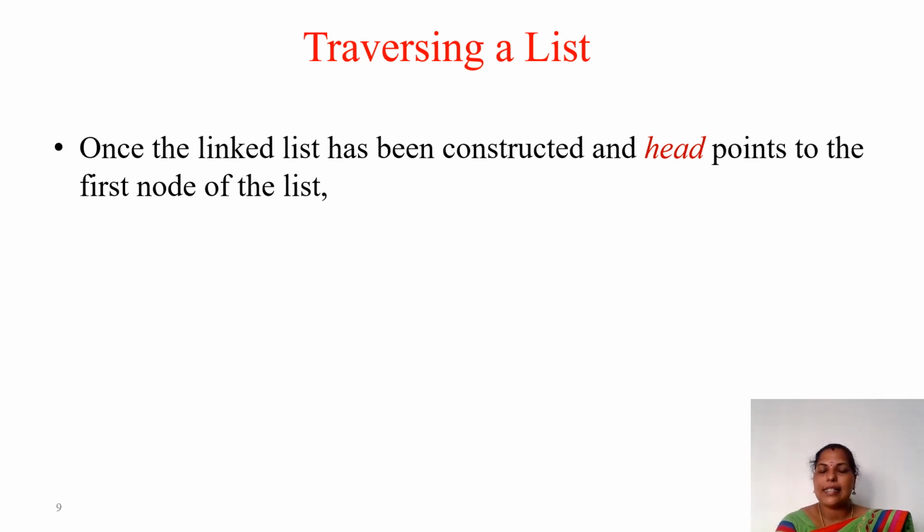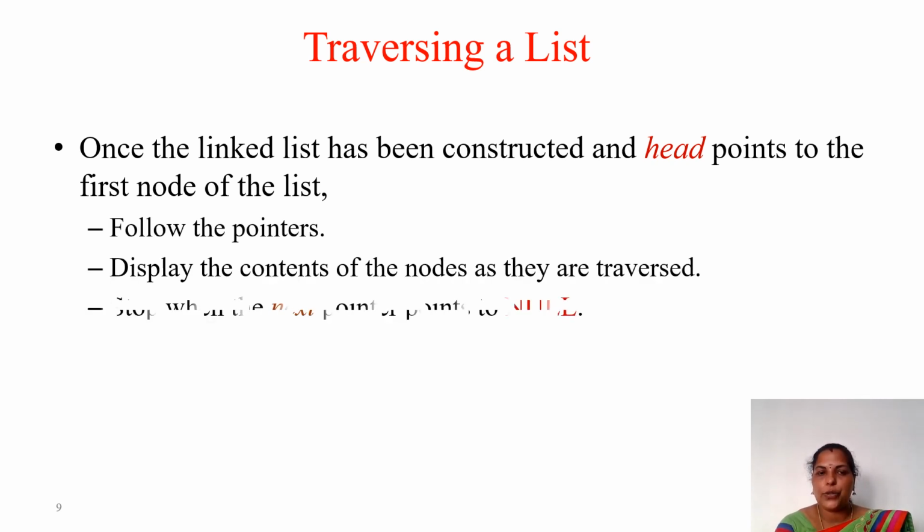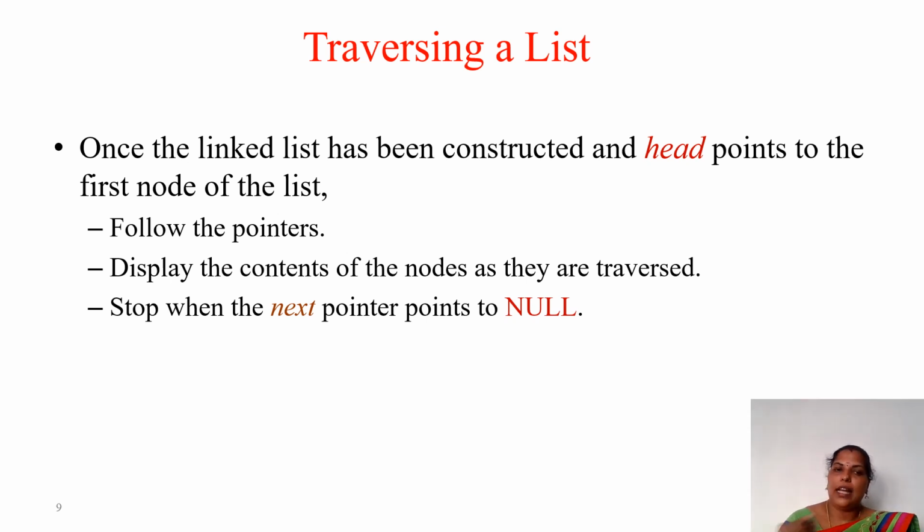So once the linked list has been constructed and the head points to the first node of the list, what we need to do is follow the pointers. Then whatever pointers we have, we need to follow them, then display the contents of the node as they are traversed. Then we have to stop when the next pointer points to null, because the last node is null. From first to last we have to print or display it. So stop when the next pointer points to null.